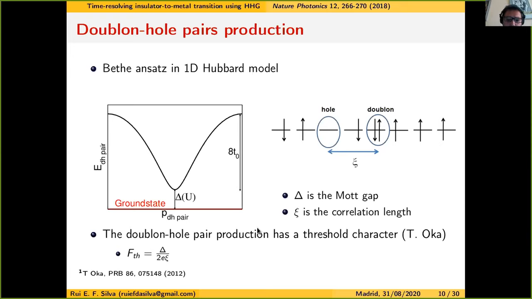So to create a doublon-hole pair, what we need to do is to shine with an electric field that is strong enough to give the energy delta to create this doublon-hole pair. So we need to give the energy delta, and this is just the work. If you place these two E xi here in this part of the equation, you see that this is just the work. So 2E is just the charge of the doublon, and xi is the length that you need to separate the doublon-hole pair. And this was stated in this article by Takashi Oka.